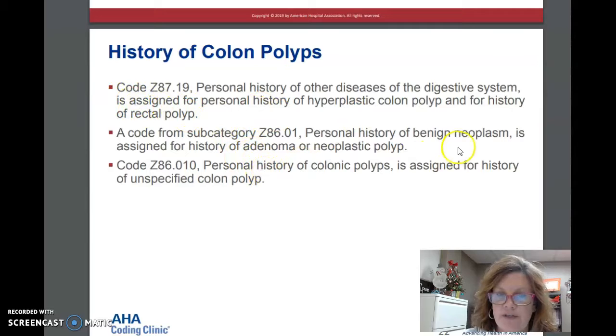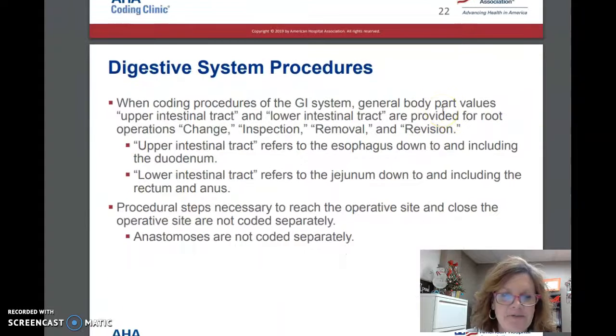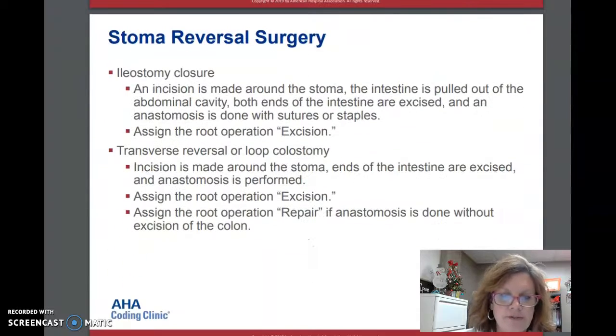code for history of the neoplasm, digestive system, colon polyp. And we have procedures. With our procedures in the GI system, they're going to be looking at the root operations: change, inspection, removal, revision, and then know your anatomy. Upper intestinal tract, lower, what's in the upper? Know your esophagus down to the duodenum. So again, know what parts are what. You need to do some studying.